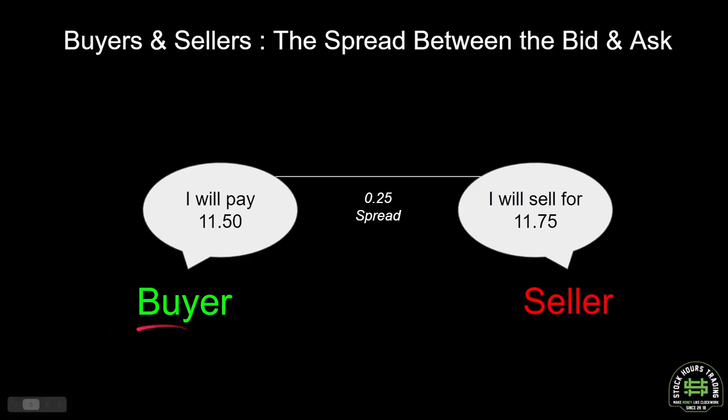So you have a buyer and a seller, okay? The buyer is trying to pay the smallest price possible for the stock, and the seller is trying to get the highest price possible for the stock. So if the buyer is willing to pay 11.50 and the seller is willing to sell at 11.75, that gives us our spread of 25 cents here.